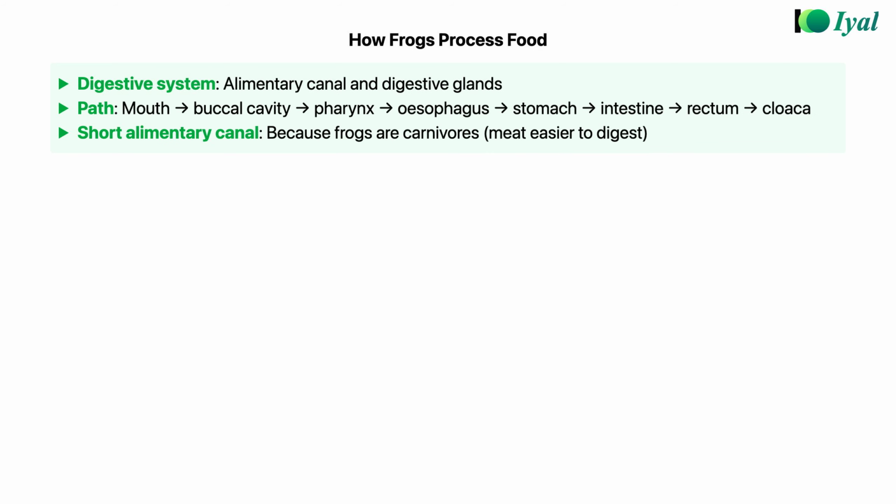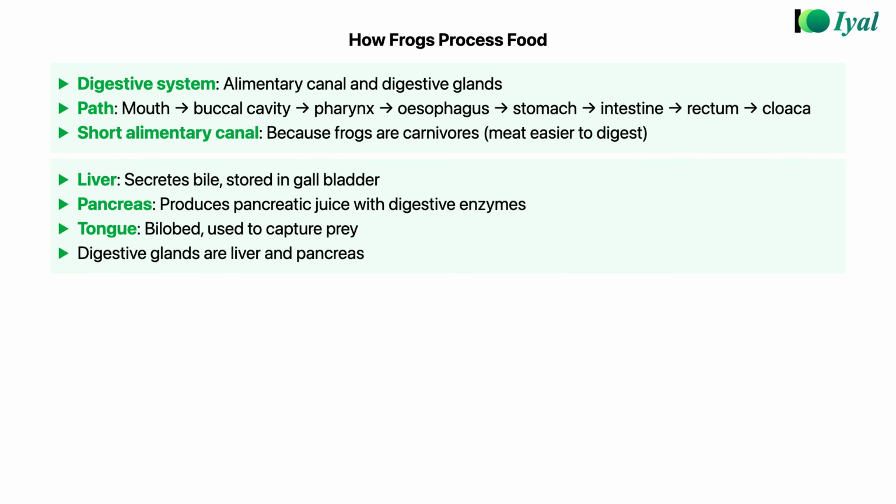Now let's look inside and see how frogs process their food. The digestive system has 2 main parts: the alimentary canal and the digestive glands. The food path goes from the mouth into the buccal cavity, through the pharynx to the esophagus, then to the stomach, intestine, rectum, and finally exits through the cloaca. The whole canal is relatively short. Why? Because frogs are carnivores. Meat is much easier to digest than plant material, so they don't need the long intestines that plant eaters have.